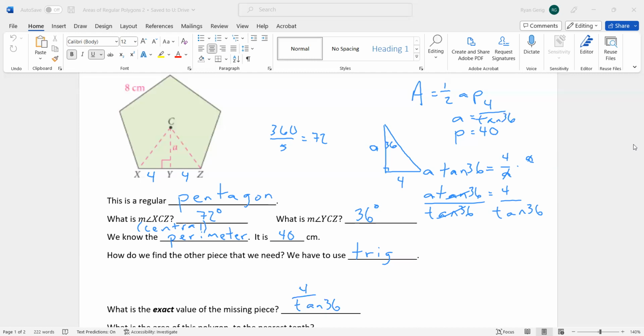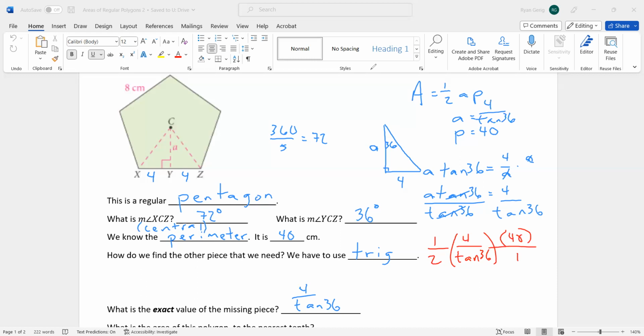So there's my stuff. I'm going to change to a different color so you can see me doing this. So 1/2 times 4 over the tangent of 36. And then on top is the perimeter of 40. Could do it 40 over 1 if you wanted, but that's a 40. So now I'm just going to multiply the top and the bottom.